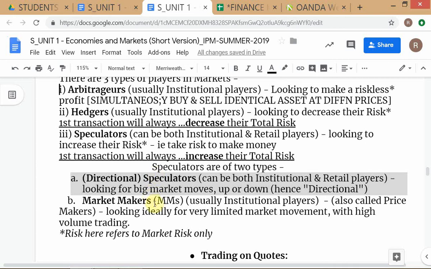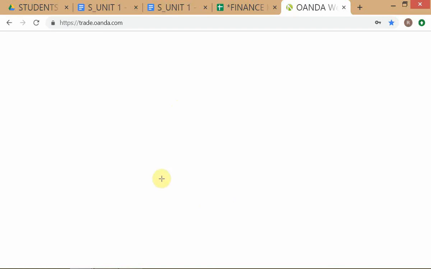So the implication of this kind of sub-classification within speculators is obviously that market makers are not directional speculators. Have you understood what the reason for that is? We'll quickly run through that once again. We can take a different example here with a different type of chart.